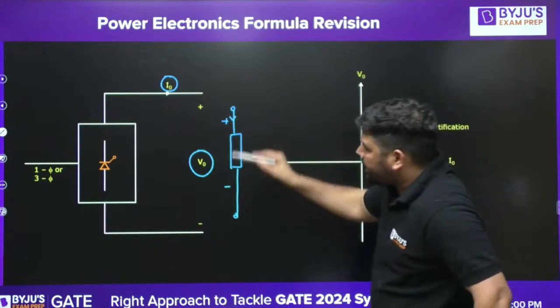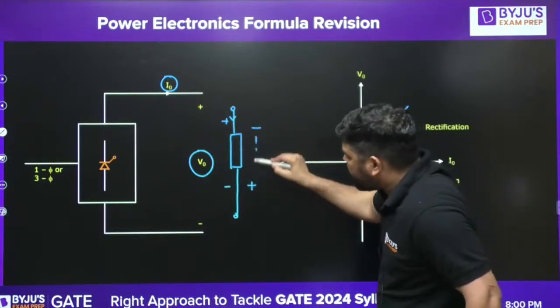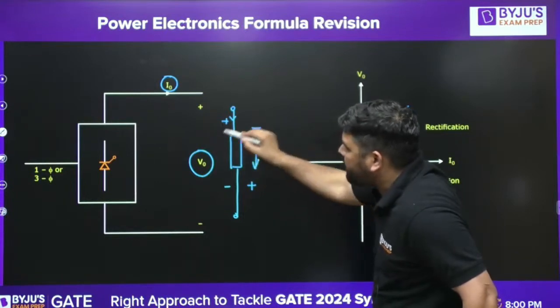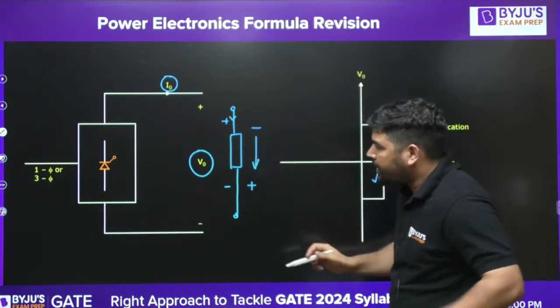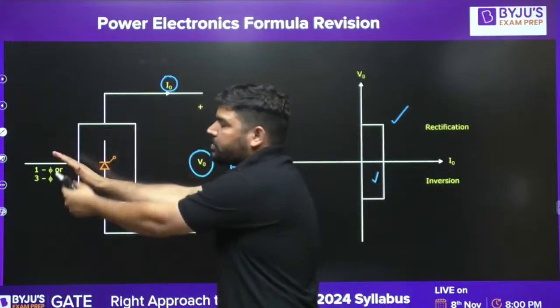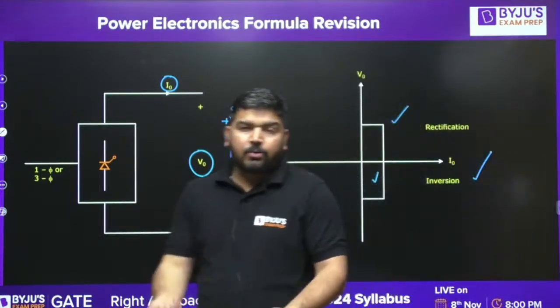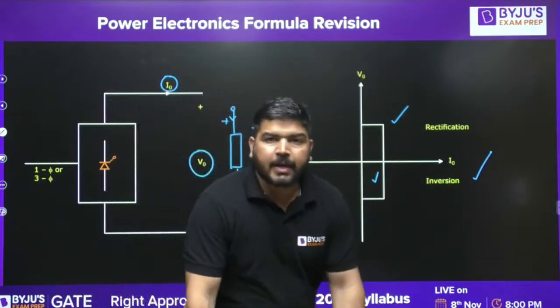If the voltage polarity is somehow changed and the current remains the same, then this will deliver power. So it's kind of from the load side to the source side. The power is flowing from the load side to the source side. So there is an inversion. You can say we have two types of operation, two-quadrant operation we can take.